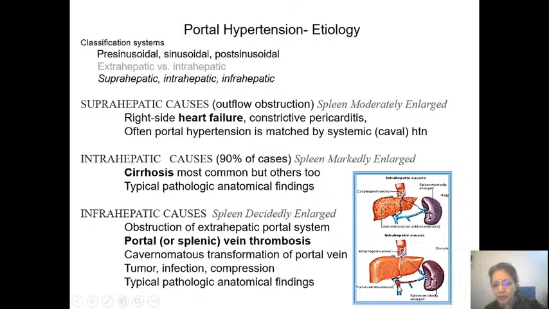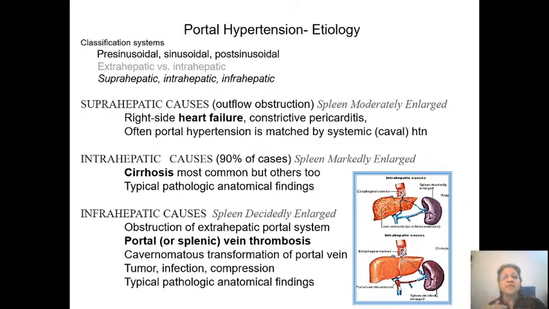This may be due to a thrombosis. You can see a blood clot here, a blood clot occupying the portal vein. This one seems to be a long clot, in the splenic as well as in the superior mesenteric veins. It could be because of a cavernous transformation of the portal vein, which is rare. It could be because of a tumor or an infection or a compression somewhere before the portal vein enters into the liver, in which case the liver won't show any signs of change.